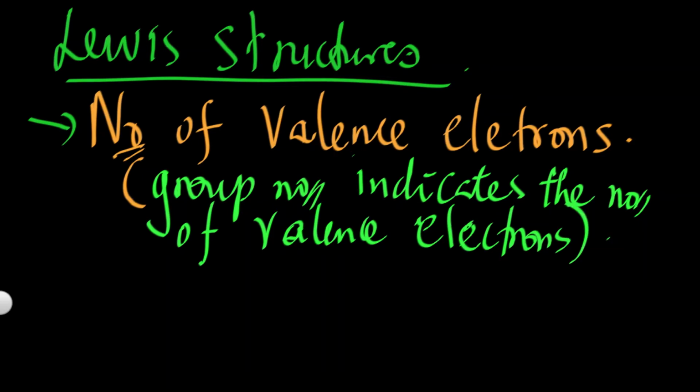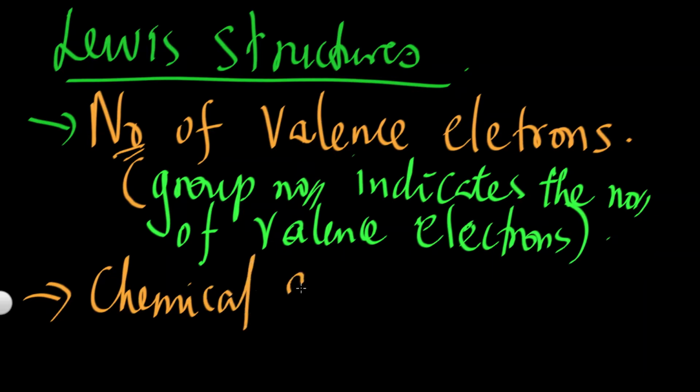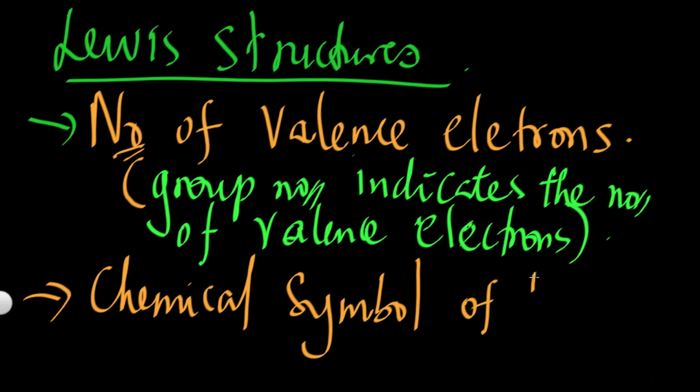We're done with that. The other thing that you need to know when you're drawing Lewis structures, the second thing, is the chemical symbol of the element.